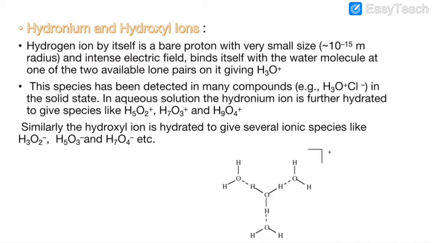Hydrogen ion by itself is a bare proton with very small size, that is 10 to the power minus 15 meter, and intense electric field, so it binds itself with water molecule at one of the two available lone pairs on it, giving H3O plus. The species has been detected in many compounds like H3O plus Cl minus in the solid state. In aqueous solution, the hydronium ion is further hydrated to give species like H5O2 plus, H7O3 plus, H9O4 plus. Similarly, the hydroxyl ion is hydrated to give several ionic species like H3O2 minus, H5O3 minus, H7O4 minus, etc.